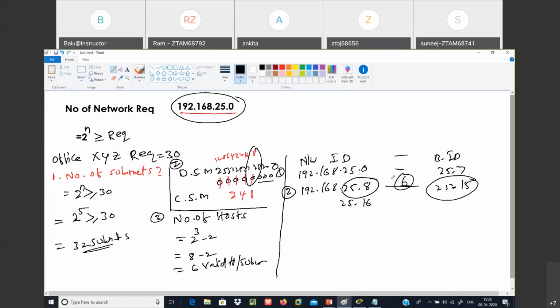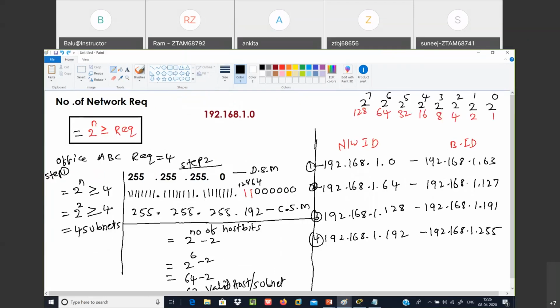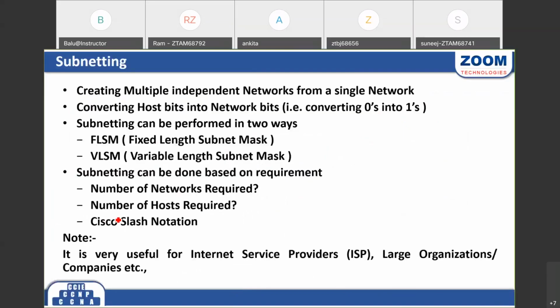Clear, guys? So this is all about the first step, number of networks required. Now let me discuss the second point, the number of host requirement. Up to now we have discussed number of networks required. Now let me discuss number of host requirement.